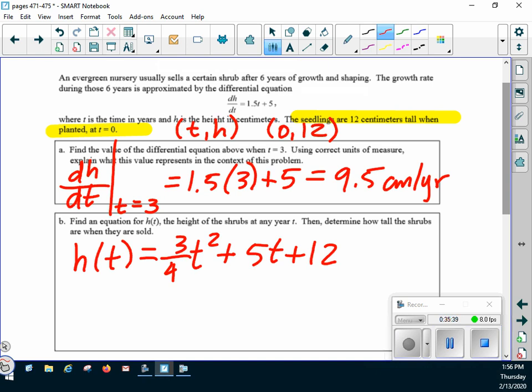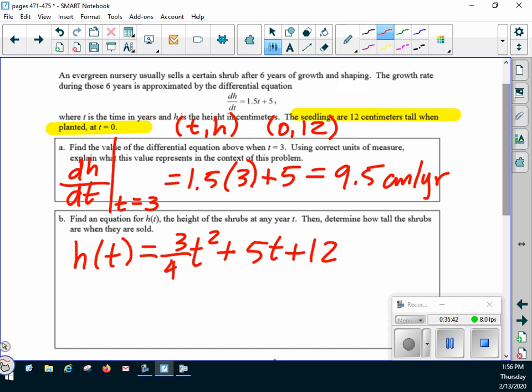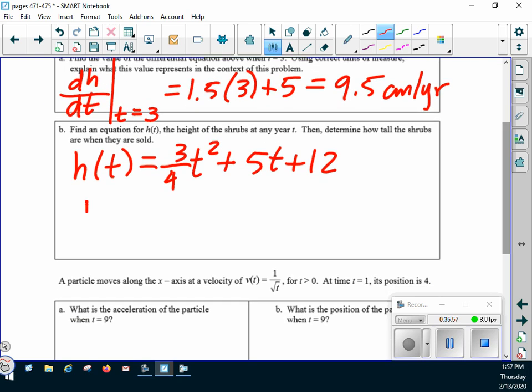So now, do I evaluate h of t or the derivative? Because h of t is the height, and the derivative was the growth rate. Don't worry about taking the time to do that. You're going to do h of 6, right? And what's your unit going to be? So the shrubs will be that many centimeters tall when they are sold. Okay?